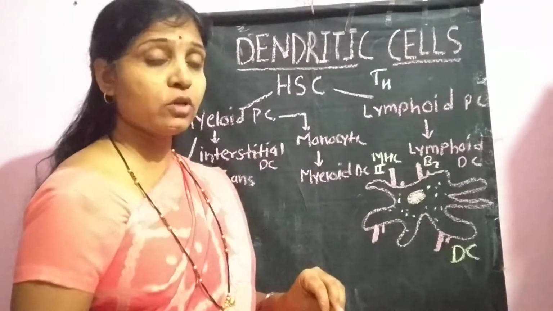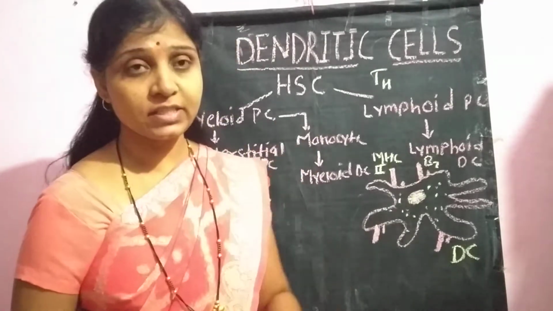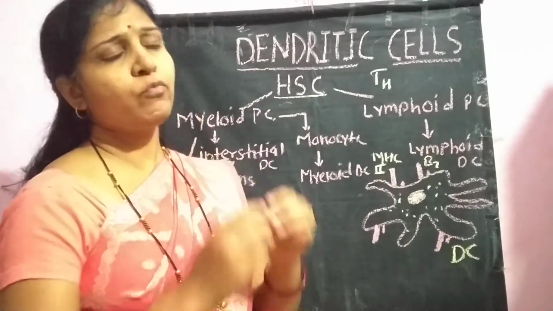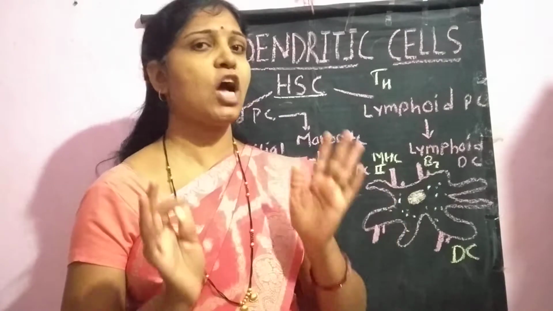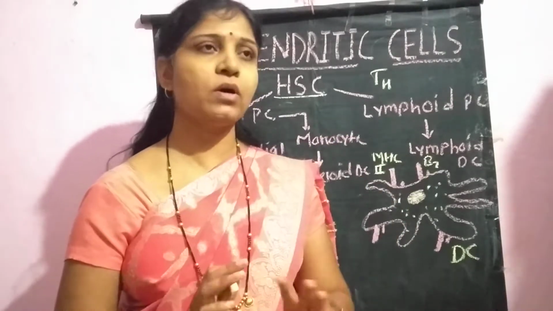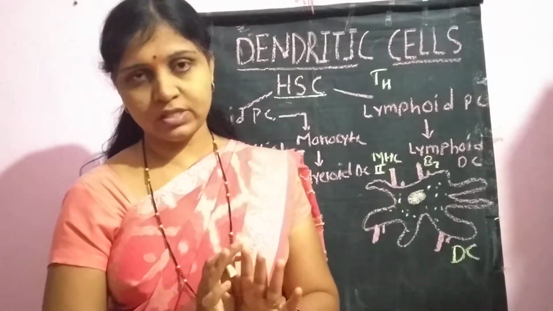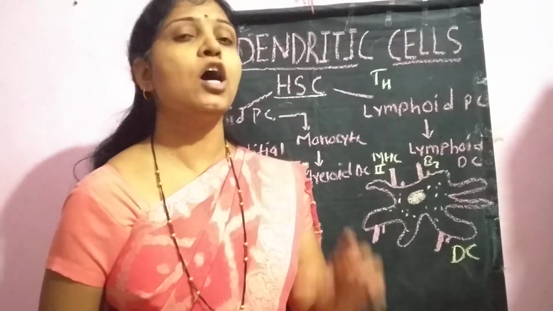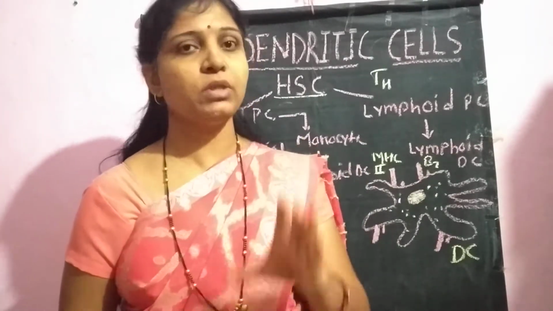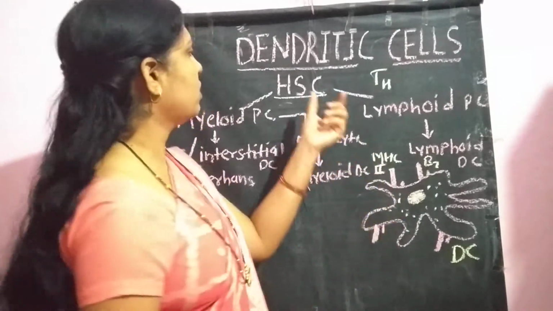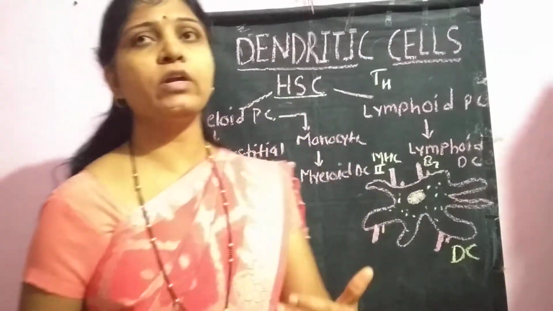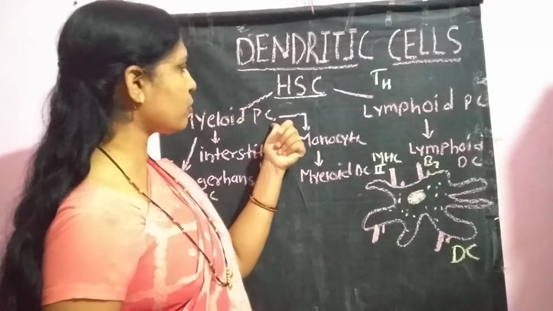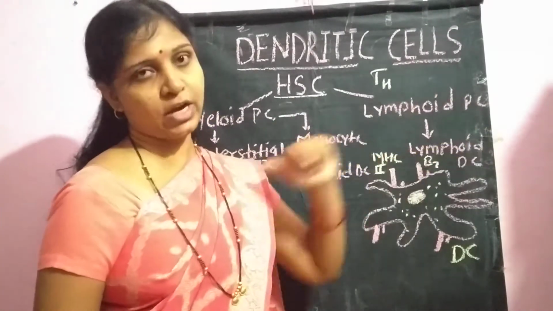Now these four types of dendritic cells are formed from the hematopoietic stem cell. We know that the different types of immune cells within our body are formed by a central process called hematopoiesis, and within that the hematopoietic stem cell acts as a mother cell responsible for developing into the different types of immune cells. So within the bone marrow, these hematopoietic stem cells get converted into two types of progenitor cells, that is the common myeloid progenitor cell and the common lymphoid progenitor cell.